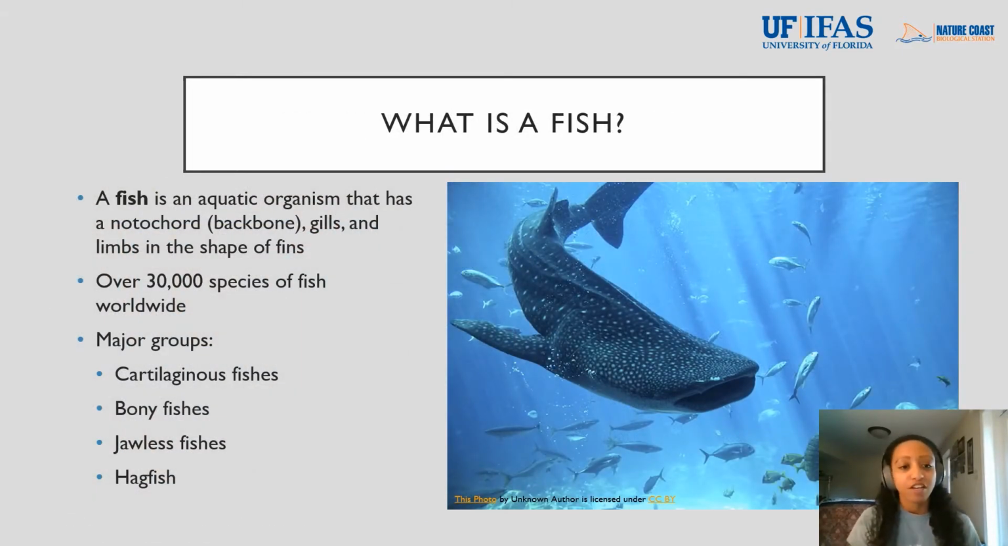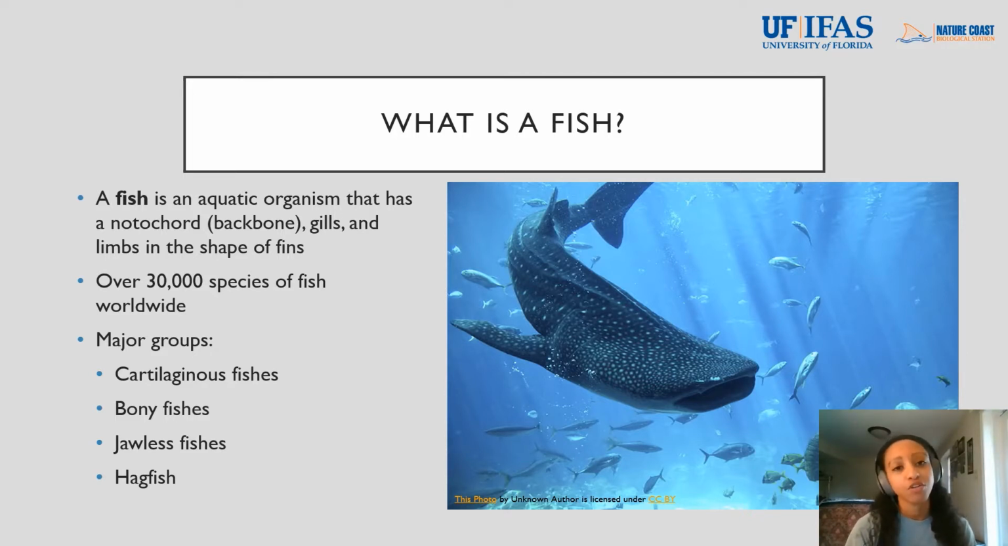Before we go any further, I think it's important to first be on the same page and know exactly what a fish is. So a fish can be defined by a lot of different people in different ways, but in general, a fish is an aquatic organism that has a notochord or a backbone, has gills, and has limbs in the shape of fins. So we have arms and hands and legs, and they have fins. Now, this isn't true of all fish species, but in general, they can be classified that way.